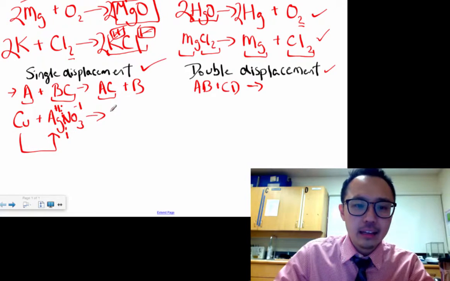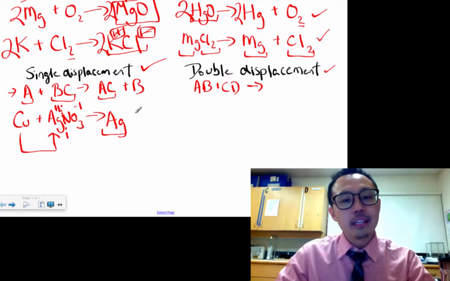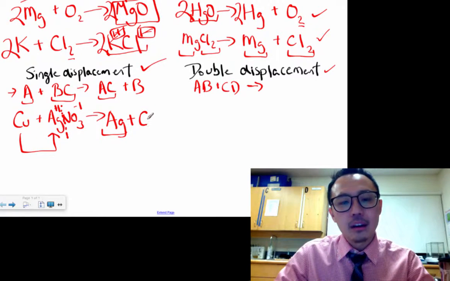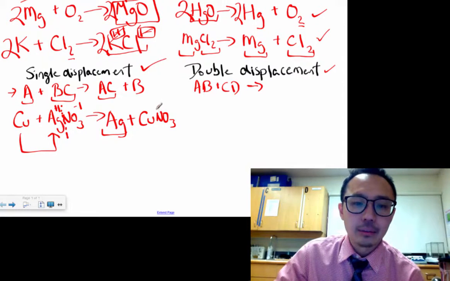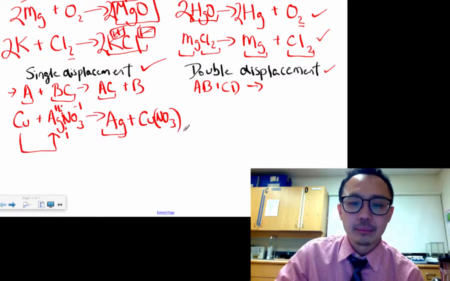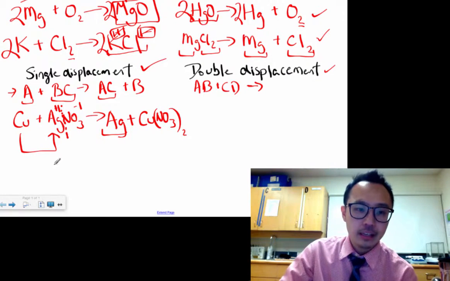So what you're going to get is that your silver is going to be your lonely friend that gets displaced by itself, and then plus copper NO3. And copper has a 2 plus charge, so we're going to put NO3 2 negative. So that's one example of a single displacement.